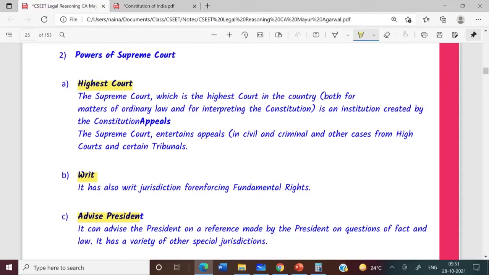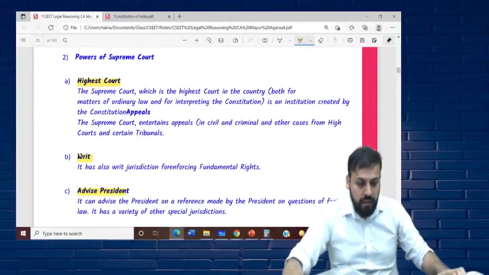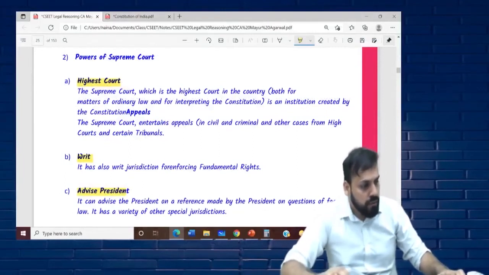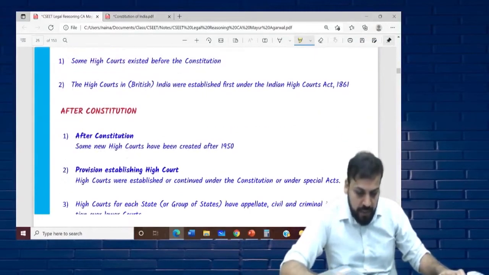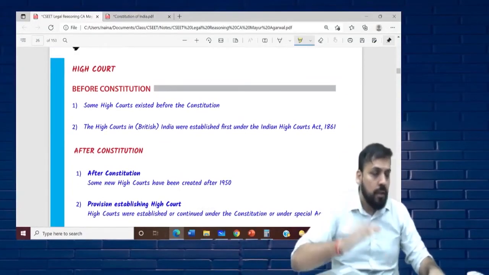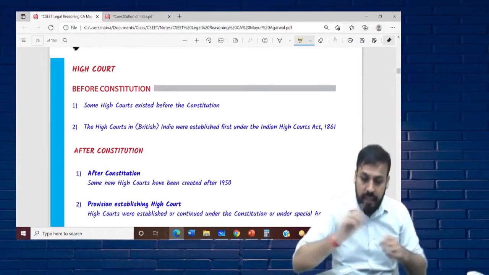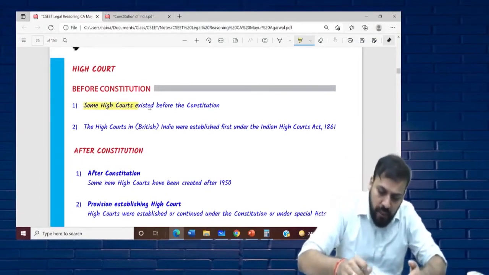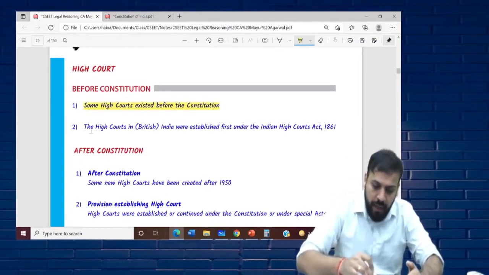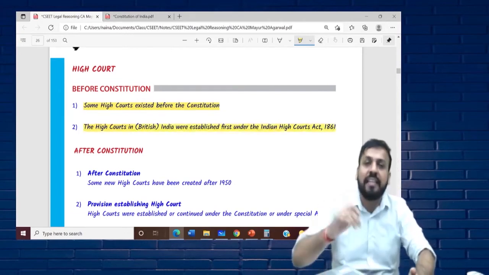Okay, understanding this. So this is about the Supreme Court, the highest court, which passes writs and advises the president as well. Now, what about High Court before the Constitution? Before the Constitution came into picture, was High Court there or not? Yes, some High Courts existed before the Constitution. High Court in British India was established under the Indian High Courts Act 1861.